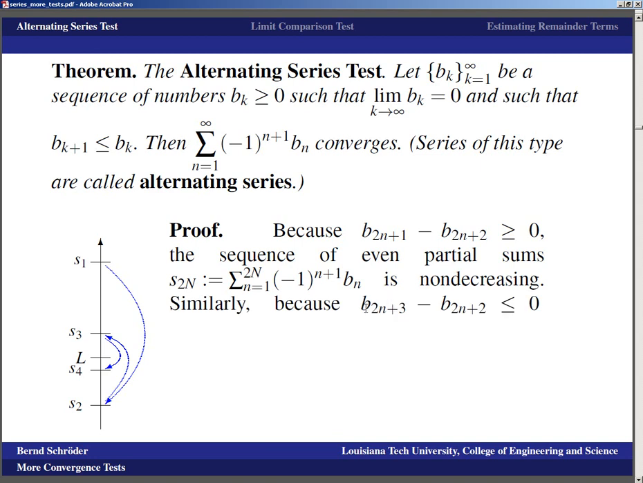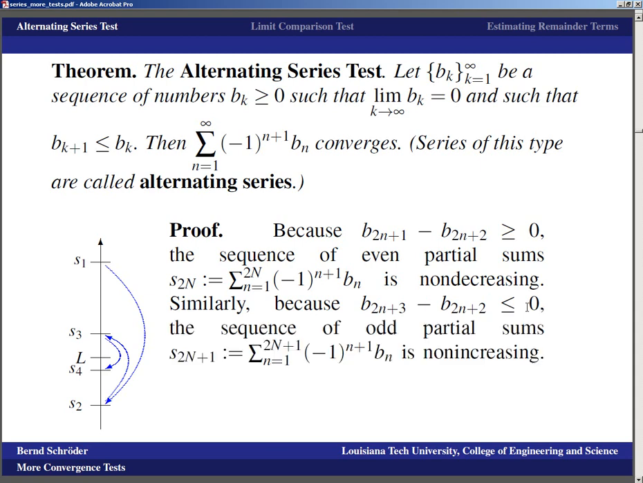Similarly, if I take an odd number term and subtract from it the previous even number term, so now I'm looking at b_(2n+3), which comes after b_(2n+2). Now we have that the odd number term here is the next one, so this one is smaller than that one, so this difference is less than or equal to 0.